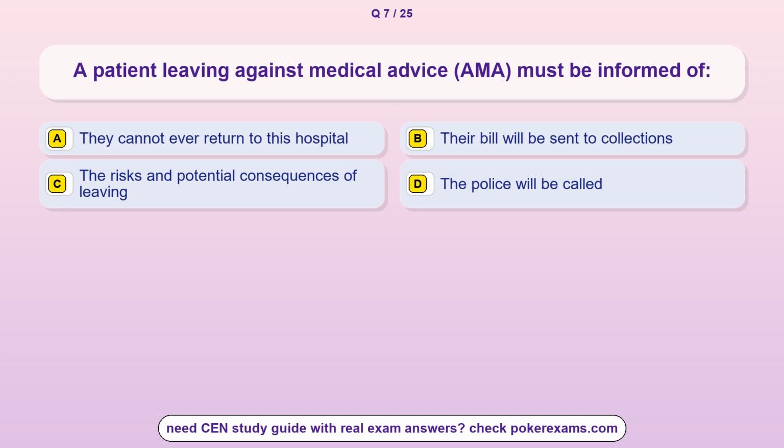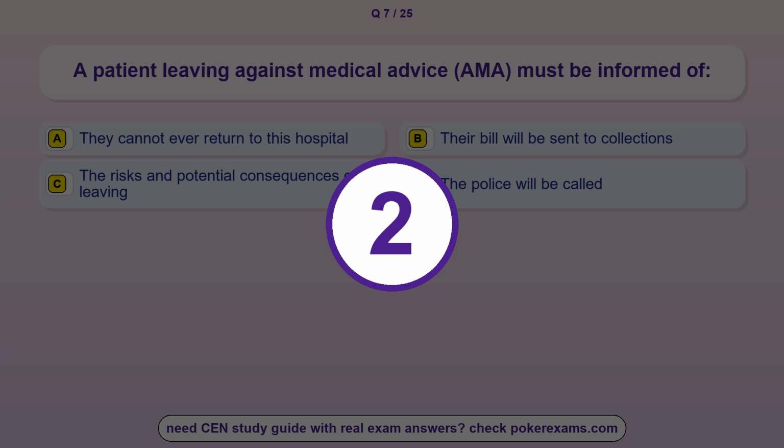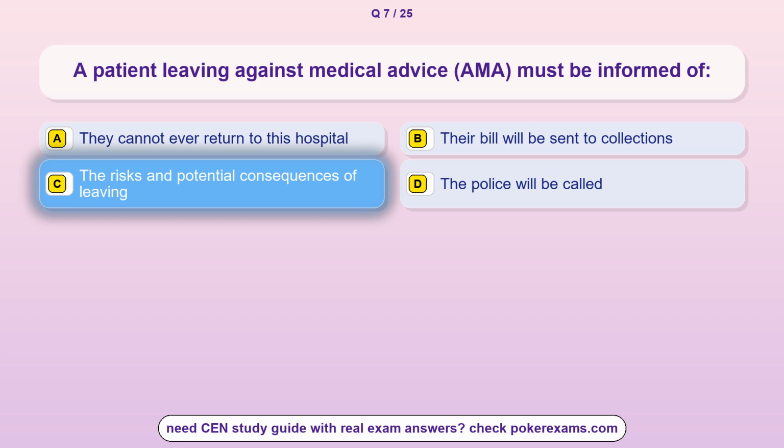Question 7. A patient leaving against medical advice, AMA, must be informed of: Option A, they cannot ever return to this hospital. Option B, their bill will be sent to collections. Option C, the risks and potential consequences of leaving. Option D, the police will be called. The correct answer is option C, the risks and potential consequences of leaving.